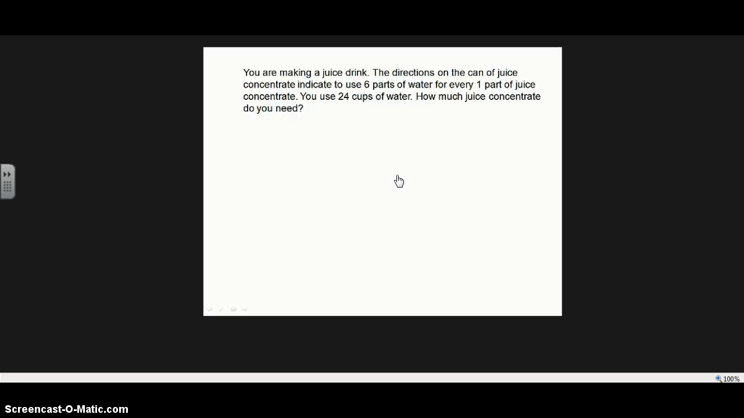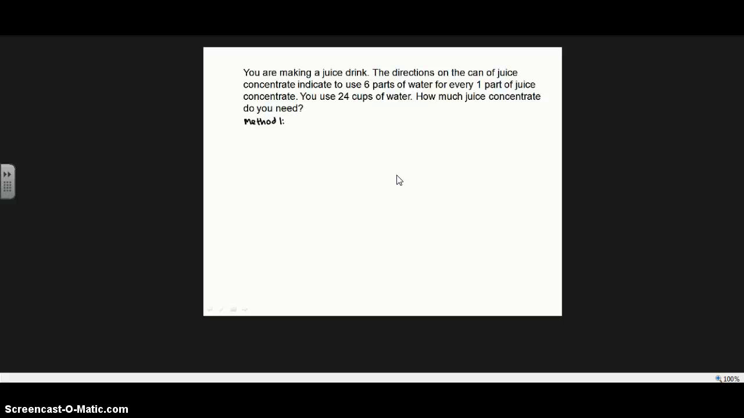You are making a juice drink. The directions on the can of juice concentrate indicate to use 6 parts of water for every 1 part of juice concentrate. You use 24 cups of water. How much juice concentrate do you need? You can solve this problem by using equivalent ratios. The ratio of water to juice concentrate is 6 parts to 1 part. So for every 6 cups of water, you need 1 cup of juice concentrate. Find an equivalent ratio with 24 parts water.